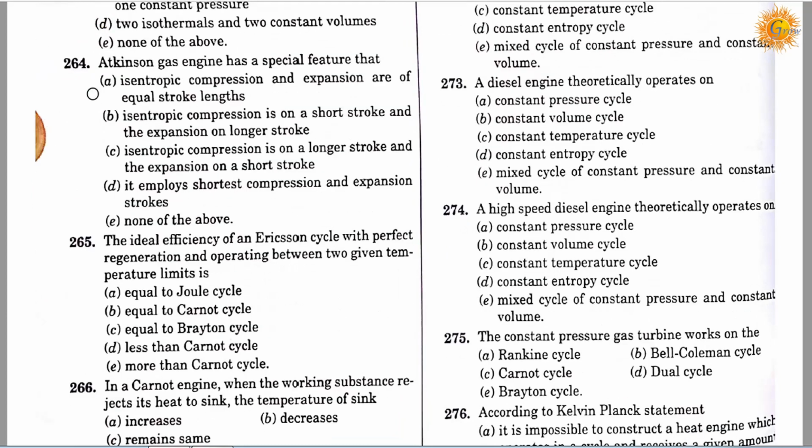Question number 264. Atkinson gas engine has a special feature that: option A, isentropic compression and expansion are of equal stroke lengths; option B, isentropic compression is on a short stroke and expansion on a longer stroke; option C, isentropic compression is on a longer stroke and expansion on a shorter stroke; option D, it employs shortest compression and expansion strokes; option E, none of the above. Correct answer is B.